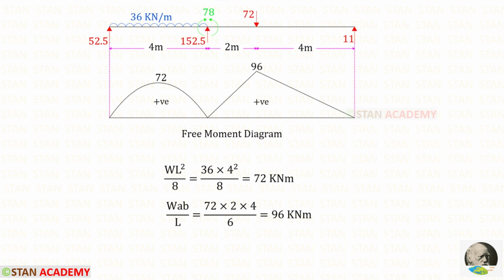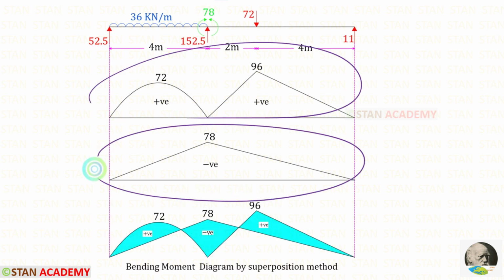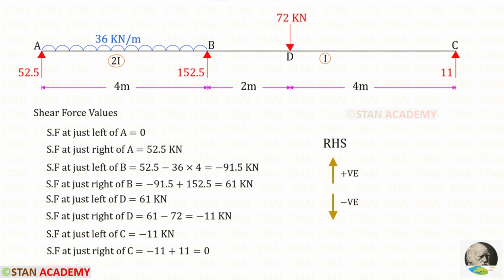Now we are going to draw the bending moment diagram by superposition method. For that, first we have to draw the free moment diagram. We have to consider every span as a separate simply supported beam. Then using these formulas, we can find the moments and draw these two diagrams. Then using the moment at B, we can draw the end moment diagram. Combining both of these two diagrams, we can draw the bending moment diagram by superposition method. Using the right hand side rule, we can find the shear force values.